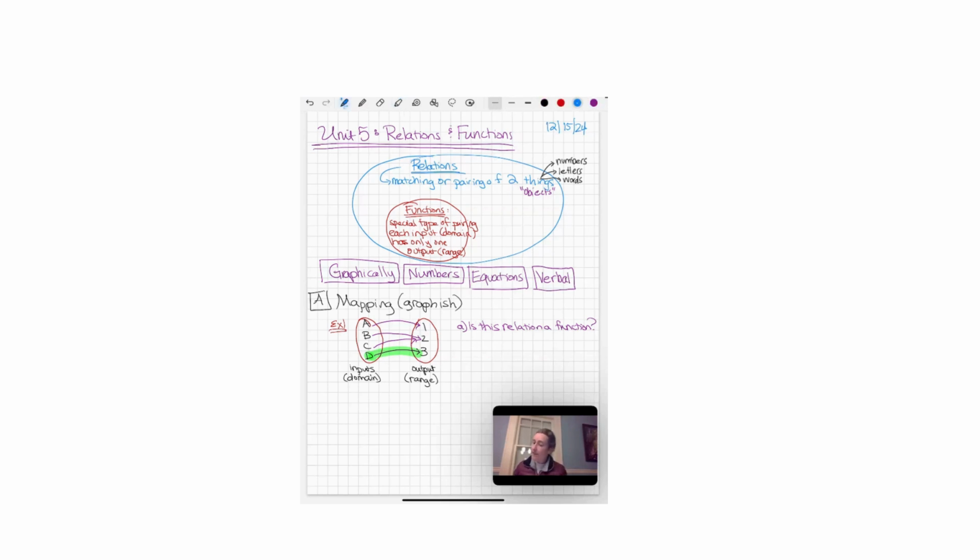And if I'm explaining to my teacher or explaining to my reader how I know, I can just say each input has only 1 output.